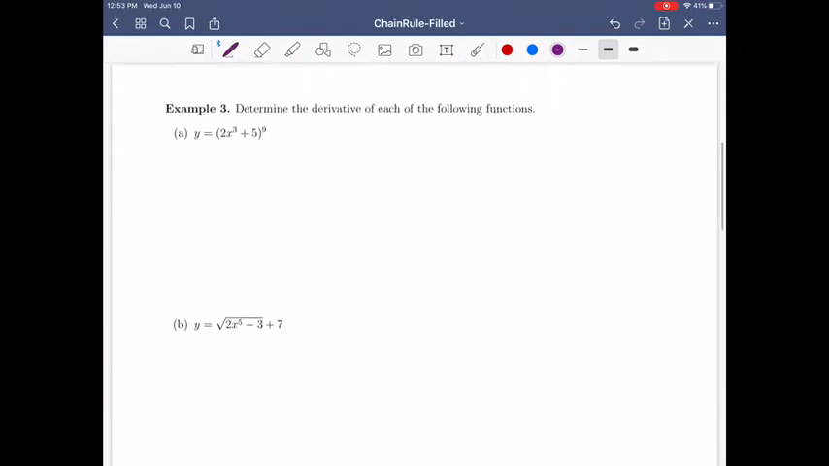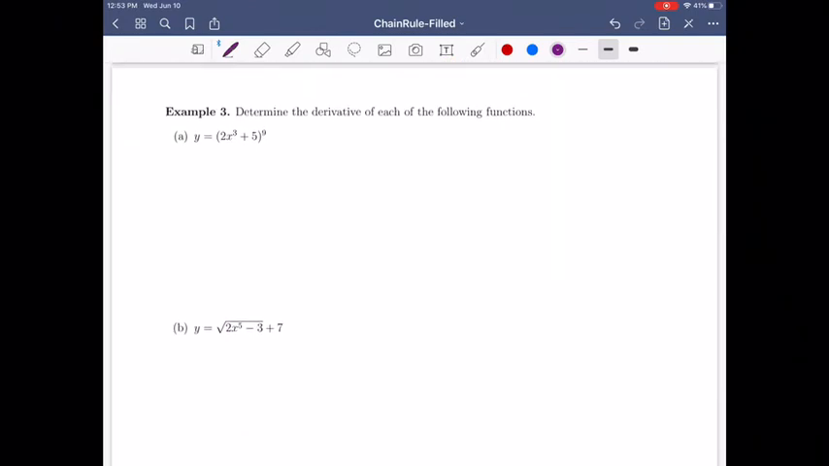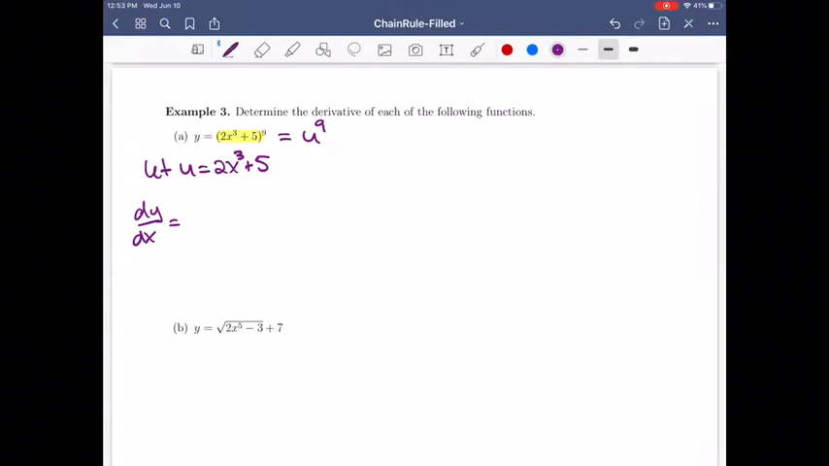I'm going to try to do them both ways at first. So I want to break this down. I see that this is probably my inside function, 2x cubed plus 5. So let's let u equal 2x cubed plus 5, and that means that y is u to the power 9. So dy dx is going to be dy du times du dx.